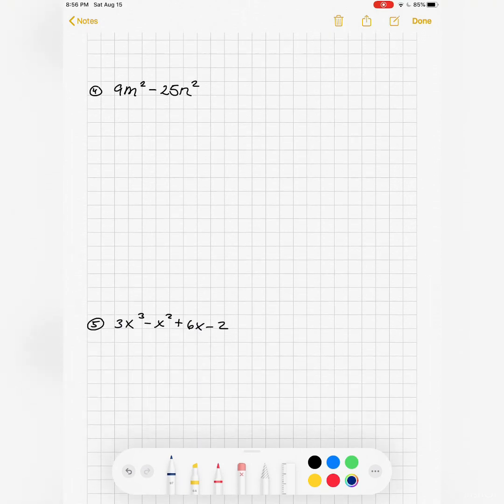So here's a fancier difference of squares. I can tell right away that my first and second term are both perfect squares. So I know I'm going to basically use that a plus b times a minus b factorization. Let me see, 3m times 3m is going to give me 9m squared.